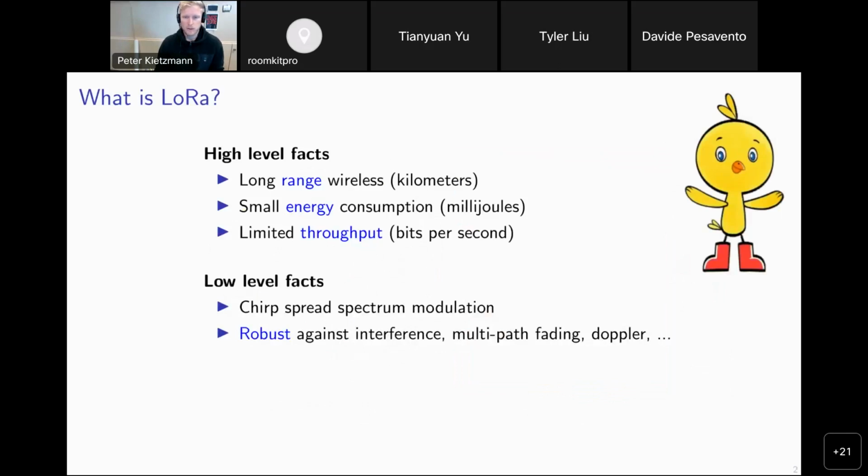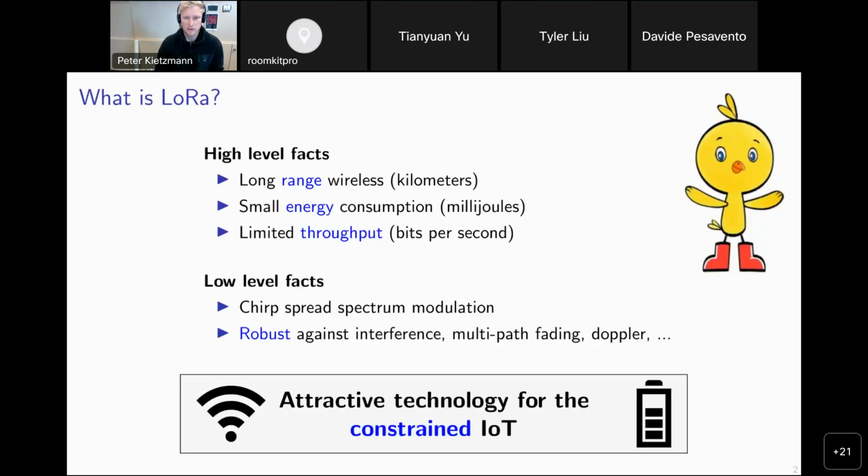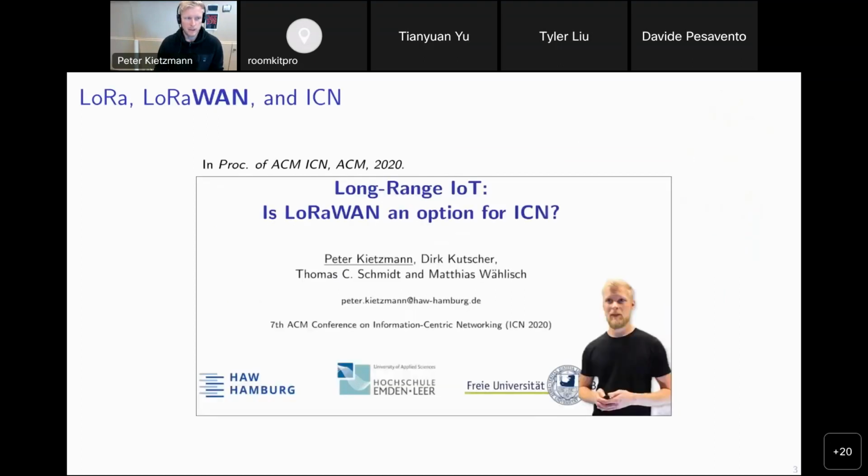LoRa is a wireless long-range technology that transmits data over multiple kilometers with little energy requirements. Thereby, the throughput is heavily limited. LoRa defines the chirp spread spectrum modulation, which is robust against interference, multipath fading, Doppler, etc. So these properties make it an attractive technology for the constrained IoT, where nodes are battery operated and send sensor data sporadically. LoRaWAN is the most popular communication system for LoRa devices and defines a vertically integrated network architecture to upload IoT data to a server-based infrastructure.